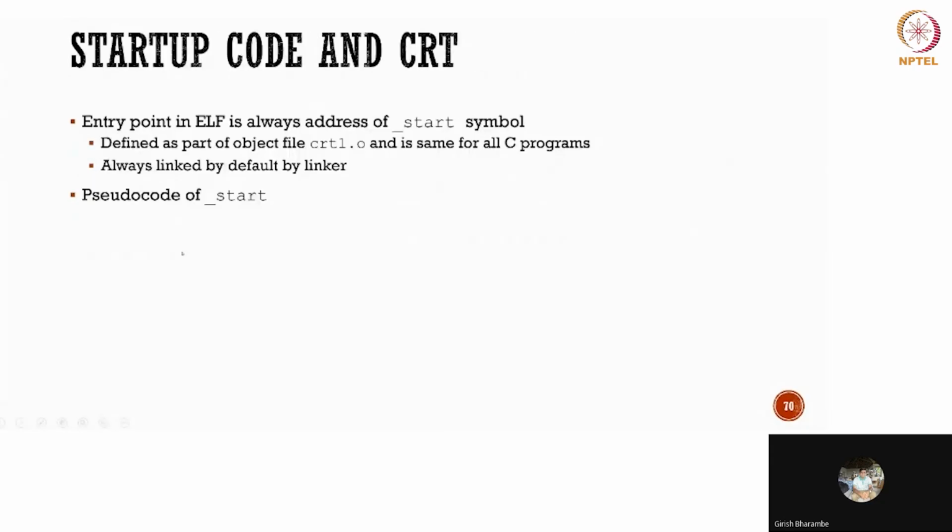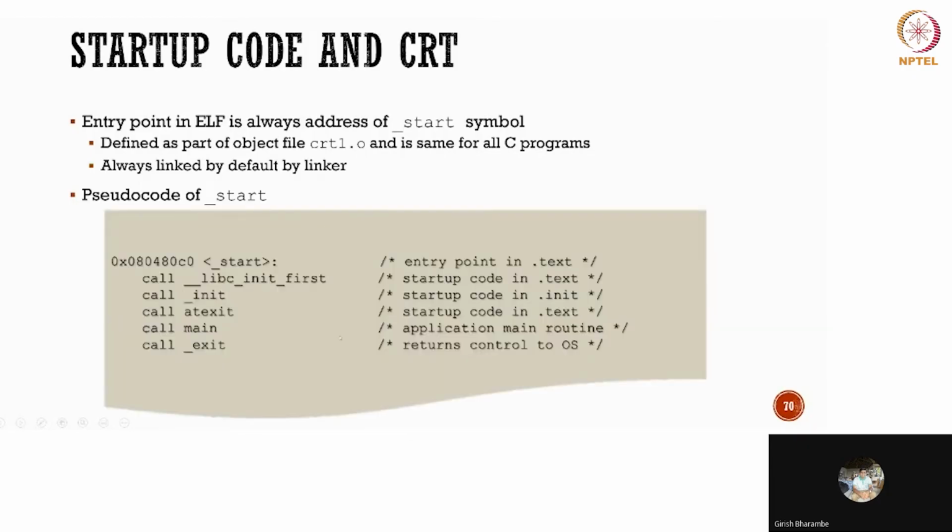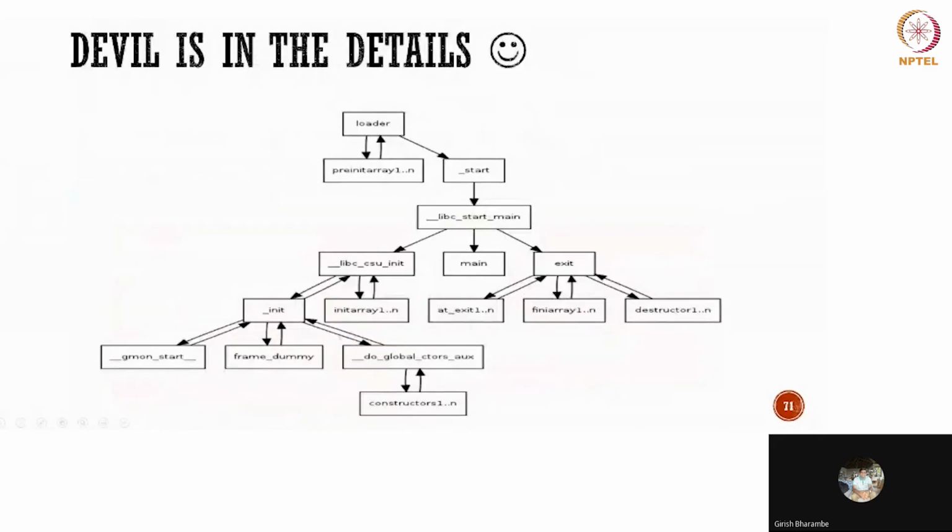Okay. So the entry point, I already talked about this, is actually an underscore start symbol, and the linker will always link in crt1.o, which actually contains the definition of these things, which is the C runtime. And this is what the pseudocode of underscore start looks like. This is the actual implementation, which I will not go into. Okay.